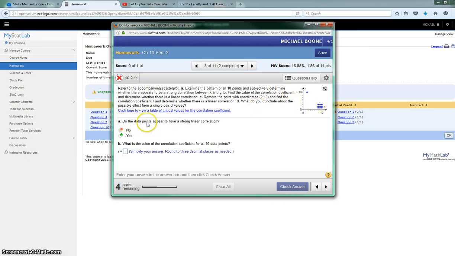Like if you were to say, do the data points appear to have a strong linear relationship? I kind of said no, because everything's kind of grouped here and there's just one outlier. But again, can you imagine a line here? Absolutely.